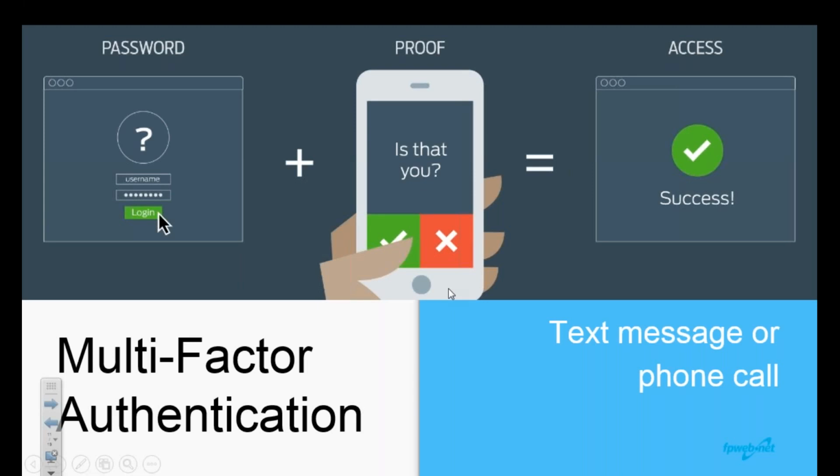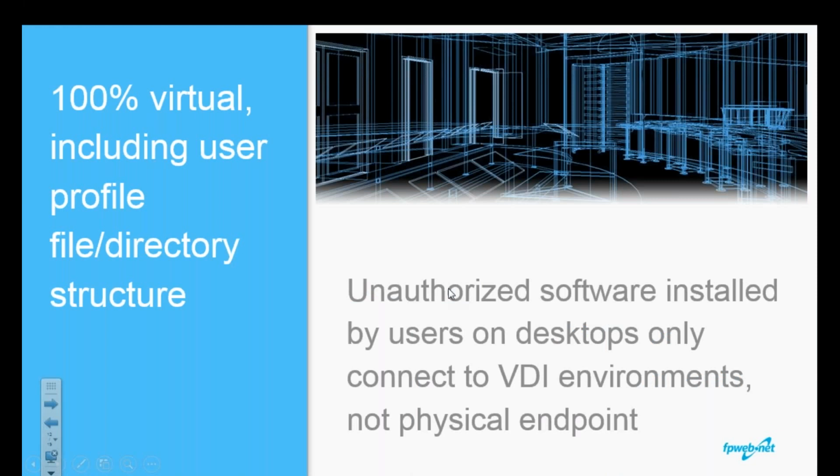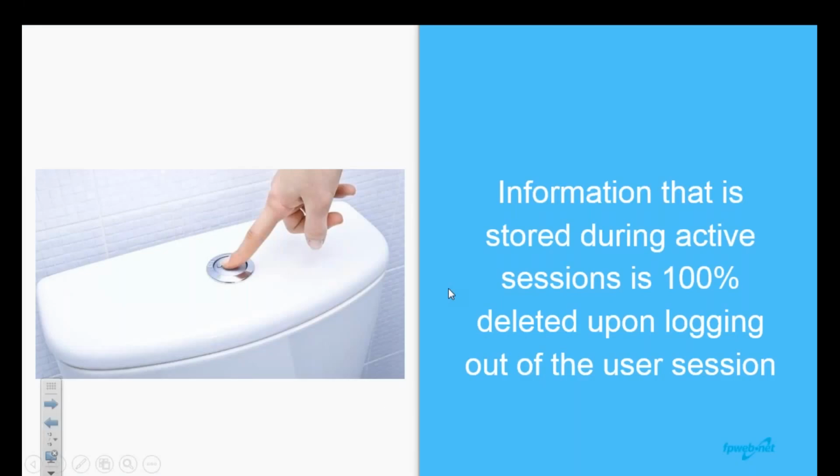So each of these SVDI machines are 100% virtual, including the user file and directory structure. Can you explain that in a bit more detail? Sure. The information that's stored during these active sessions truly is 100% deleted upon logging out. This is enforced by a local security policy, again, baked into Active Directory. And it's applied at the server level, and it's built in a way that the end users don't have the ability to alter that. So it helps with the security and ensures that there's no change in the policy.